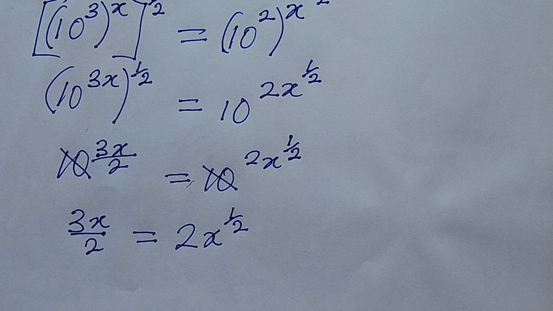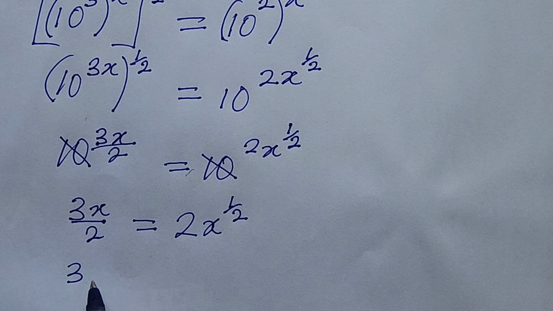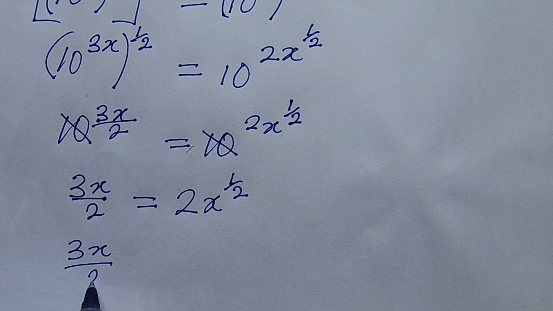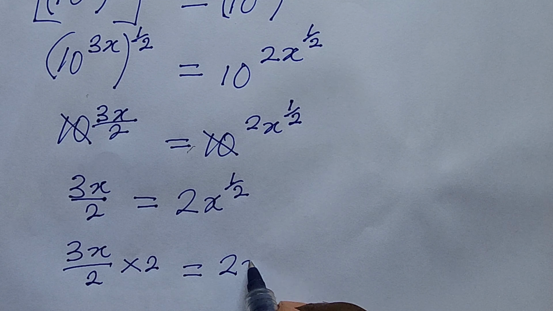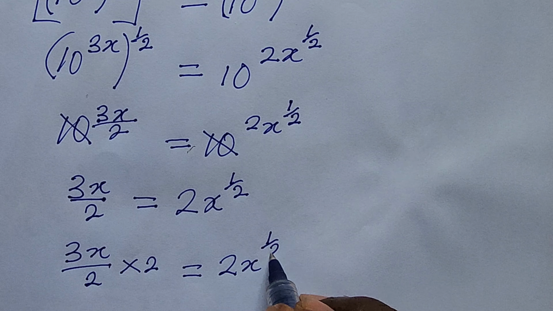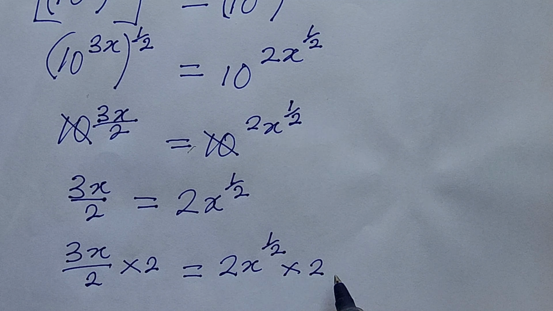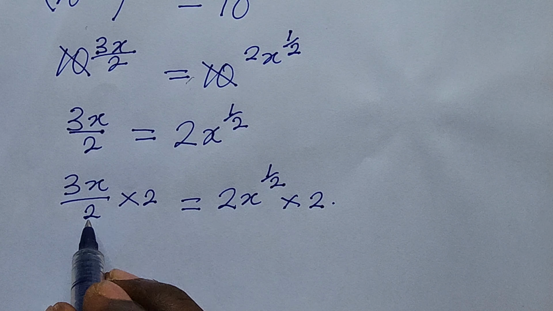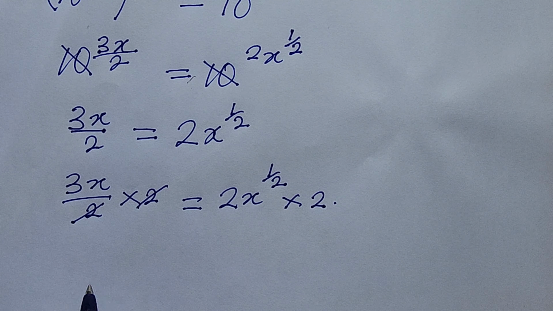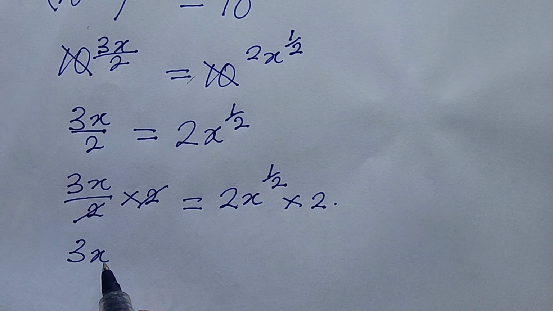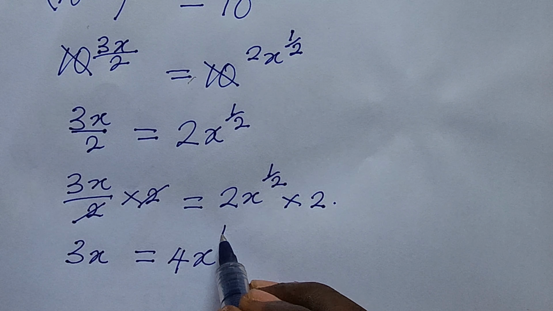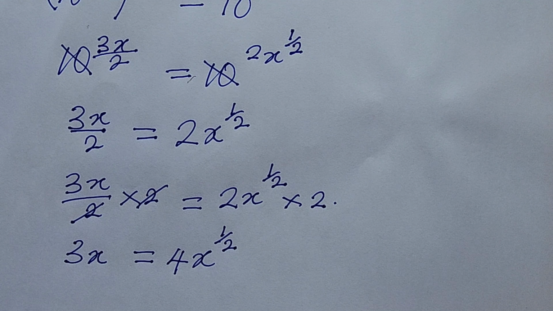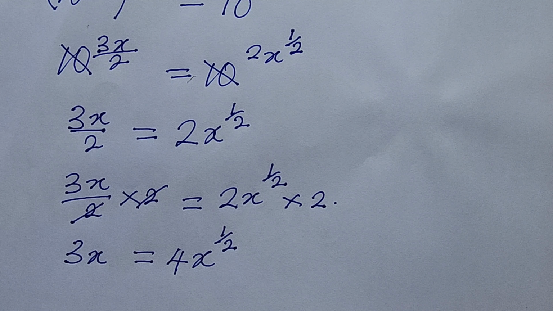So we multiply both sides by 2. This is going to give us 3x over 2 times 2 equal to 2x to the power of 1 over 2 times 2. If we do that, the 2s will cancel, so we are now left with 3x equal to 4x to the power of 1 over 2. Good. Now, mind you, we're looking for x here.